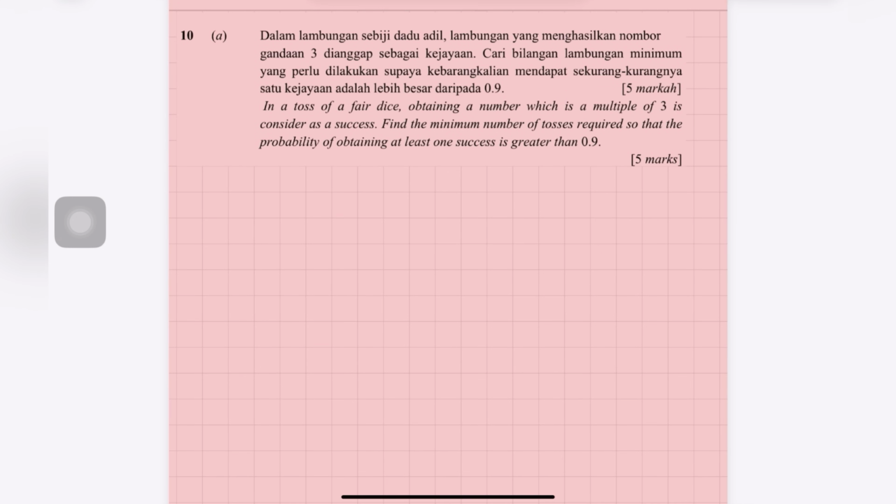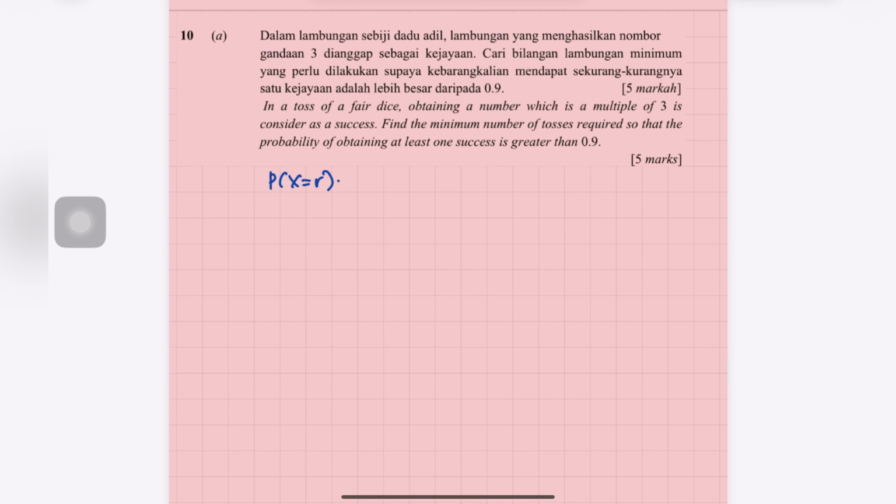10a. In a toss of a fair dice, obtaining a number which is a multiple of 3 is considered as a success. Find the minimum number of tosses required so that the probability of obtaining at least one success is greater than 0.9. Okay, so now toss. Toss means that this is a discrete random variable, so we can use binomial. So P first.